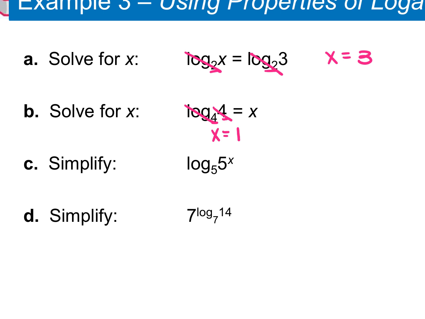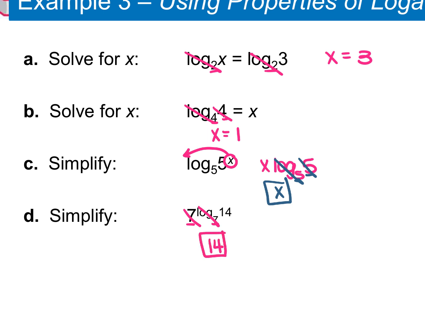For example C, you have log base 5 of 5 to the power of x. Your power on this 5 is going to go to the front to give you x times log base 5 of 5. Your base is the same as your whole number part, so they cancel each other out. So this just leaves you with x. For example D, you have 7 to the power of log base 7 of 14. For this one, your base and your power have the same base, so they cancel out, and you're just left with the 14.